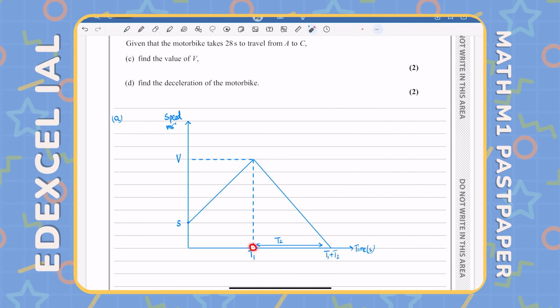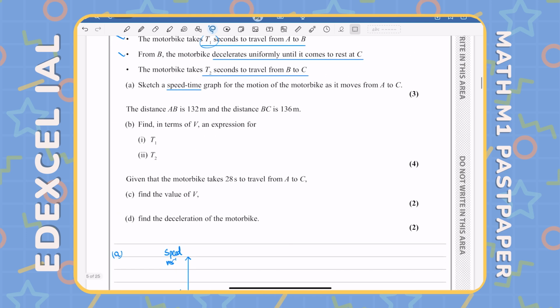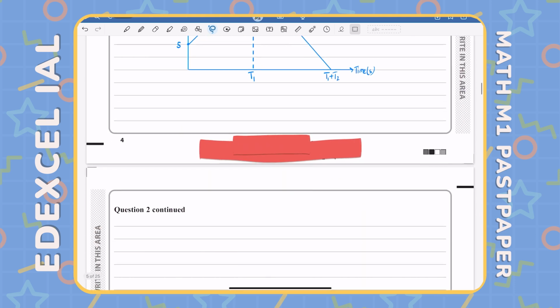If this time is t2 seconds, the total time is t1 plus t2: t1 seconds to reach a velocity of v and t2 seconds to come to rest. And that's it. You don't necessarily have to show this. This was just for your understanding. Now I'm going to erase it. In the first part, we were just supposed to draw a speed time graph. We've done that. Now let's move to the next part.